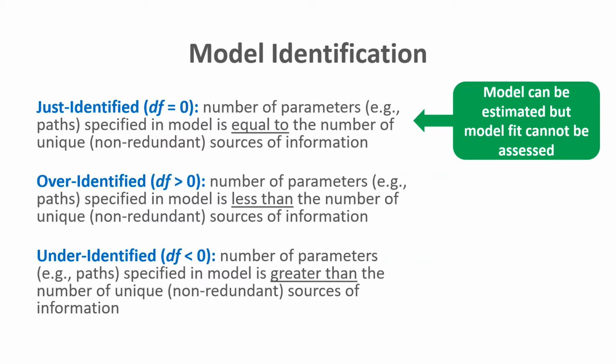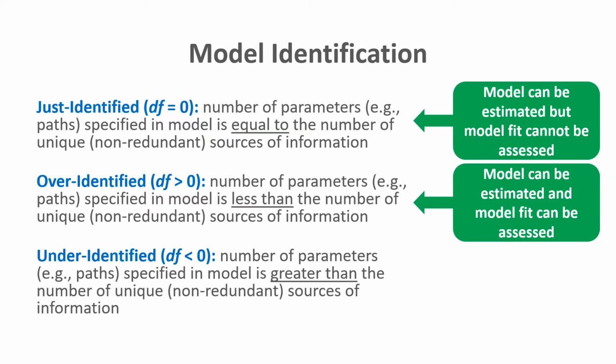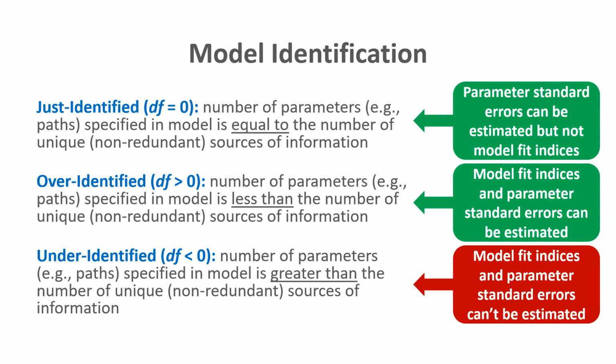So when we have a just-identified model where the degrees of freedom is equal to 0, the model can be estimated, but model fit cannot be assessed using the traditional types of model fit indices that we're going to cover later on today. When we have a model that's over-identified, where again the degrees of freedom are greater than 0, the model can be estimated and the model fit can also be assessed. And then lastly, with the under-identified model where the degrees of freedom are less than 0 or negative, the model fit indices and the parameter standard errors cannot be estimated.